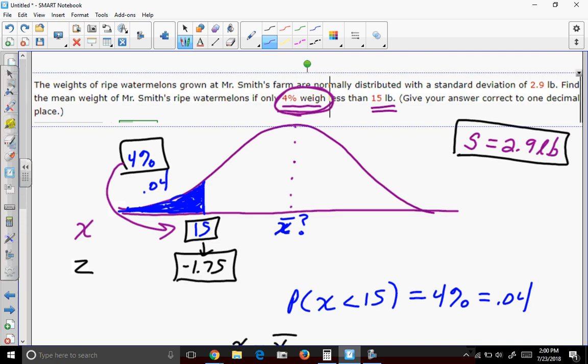Some of these problems are going to give us an area, and we have to find z using the table. Some of these give us z, and we have to find the area using the table. It's just a matter of what are we given. So this is an overview of several problems from 6.2, 6.3. If you have other questions, then we can take a look at some others.